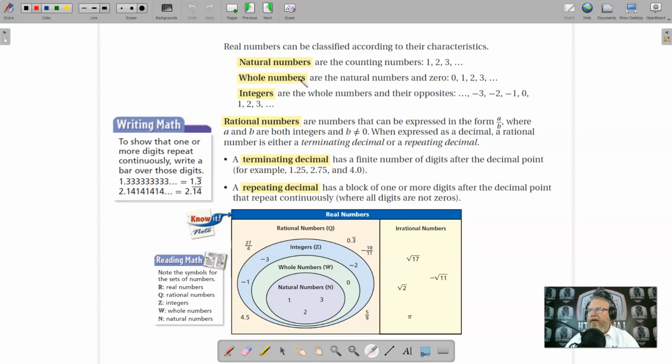Whole numbers are the set of all natural numbers with one element added. That is the number 0. So once we add 0 in, then we have whole numbers.